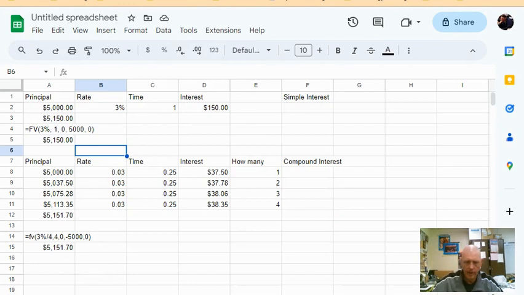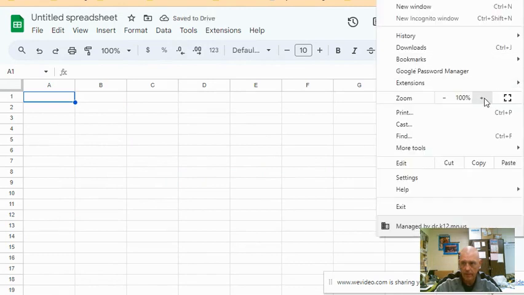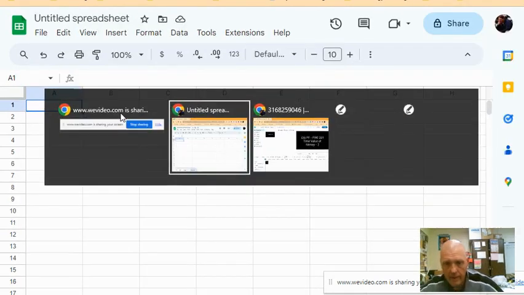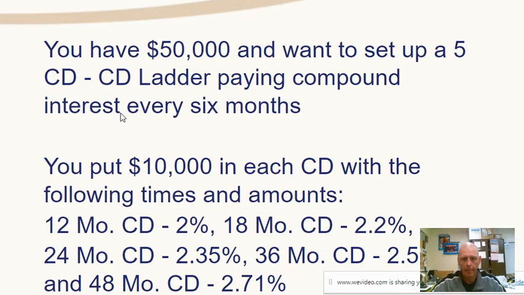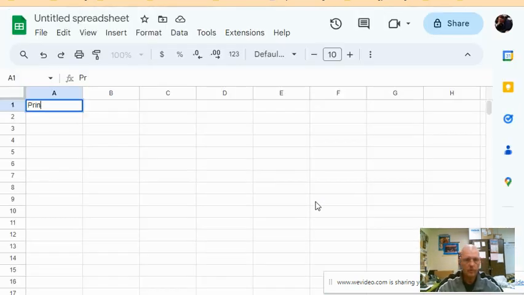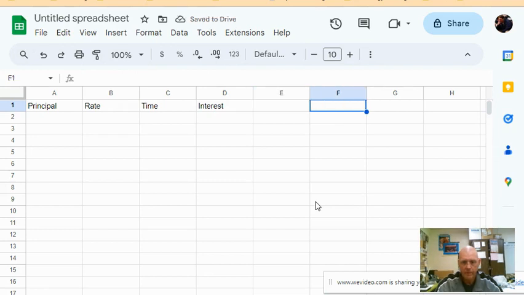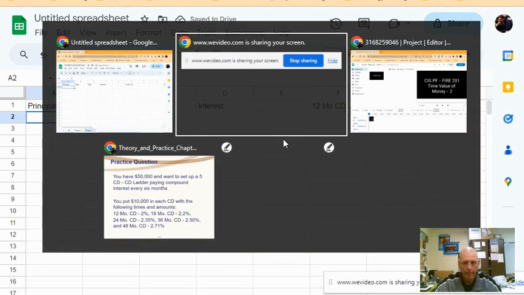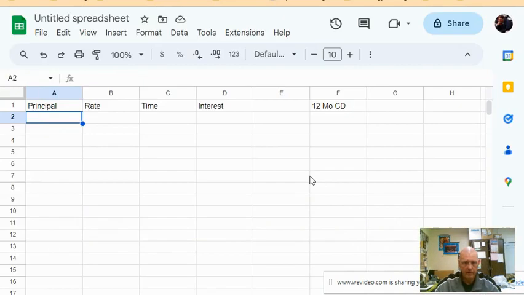I'm going to go to a new tab here on this spreadsheet. And I'm going to toggle back and forth here. And again, I like to label the heck out of things. So principal, rate, time, interest. This is a 12-month CD. I'm dropping in 10 grand. Turn that into money.